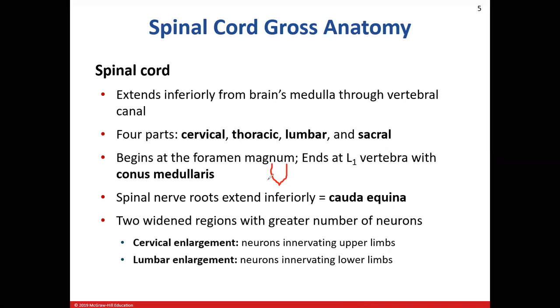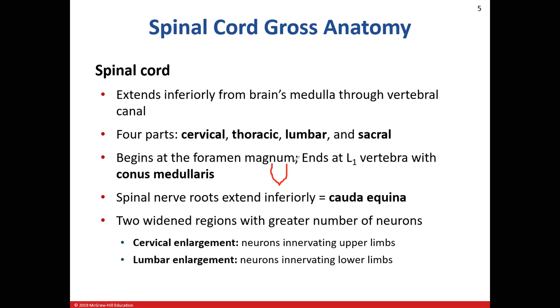This structure here is going to be that conus medullaris. Now, once we get past the conus medullaris, we're going to notice that our spinal nerve roots actually extend inferiorly. And that's going to be the cauda equina. And if you break this down, cauda equina means towards the bottom or the end. Equine references horses. So what this means is this indicates a horse's tail.